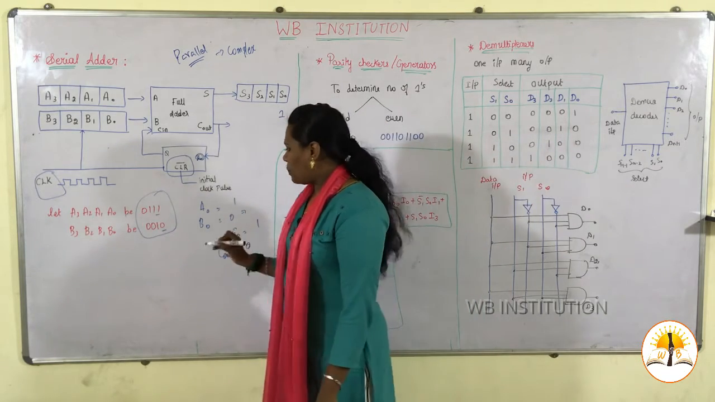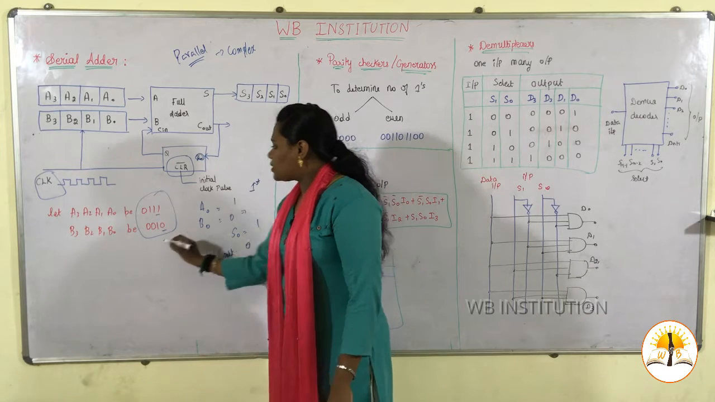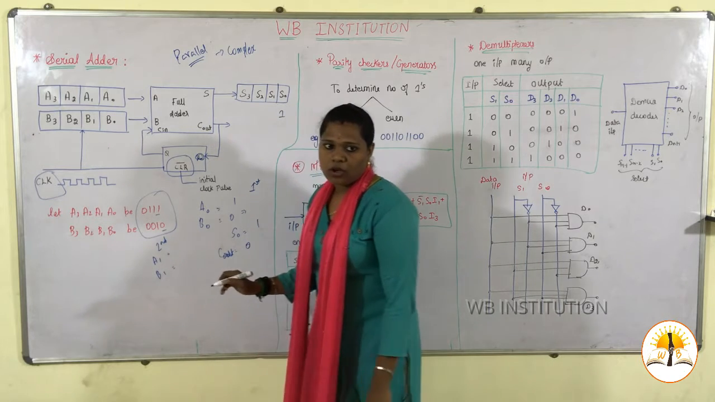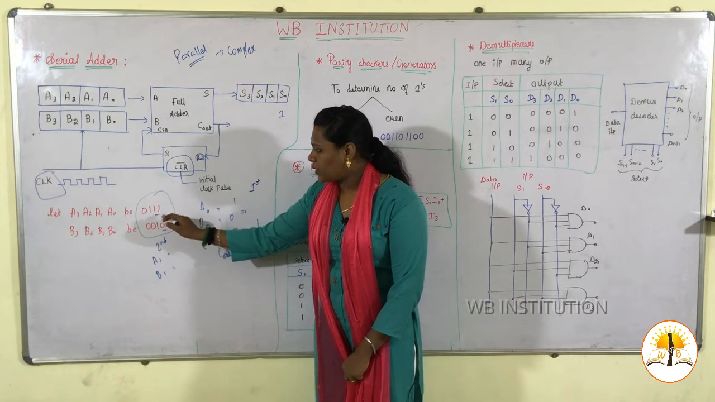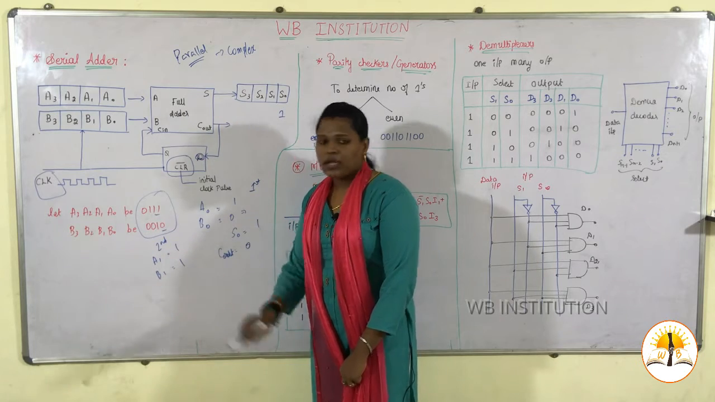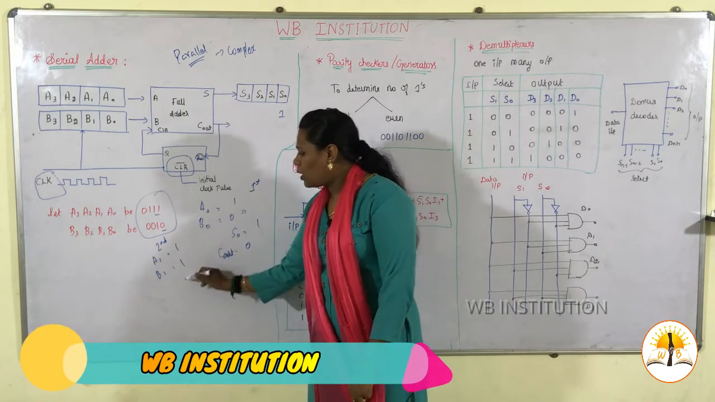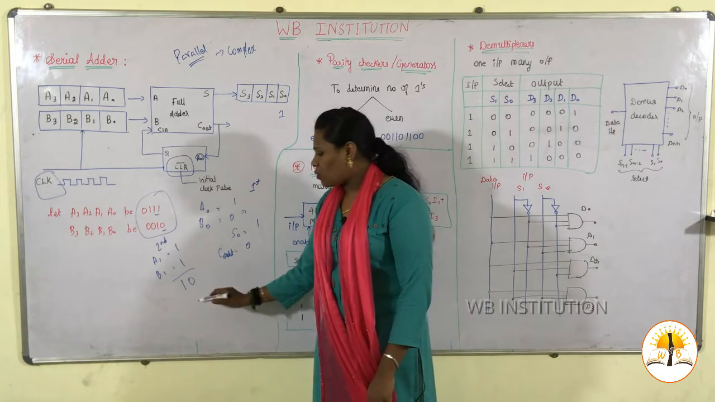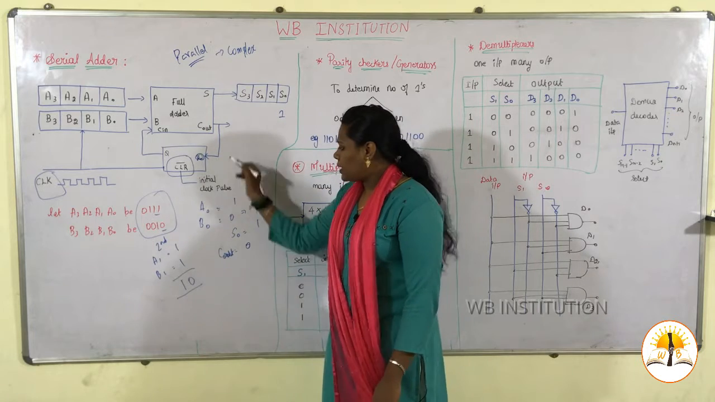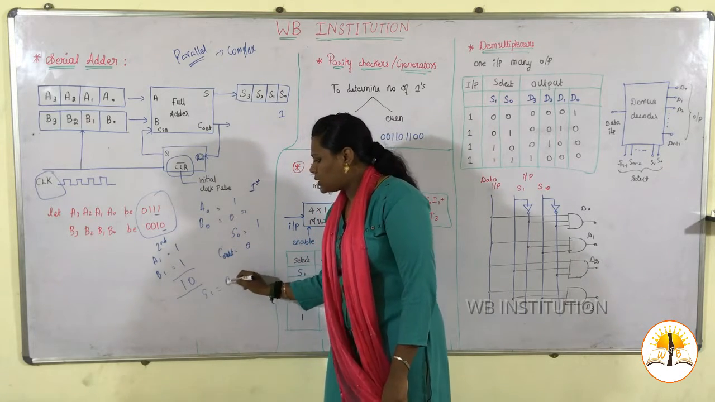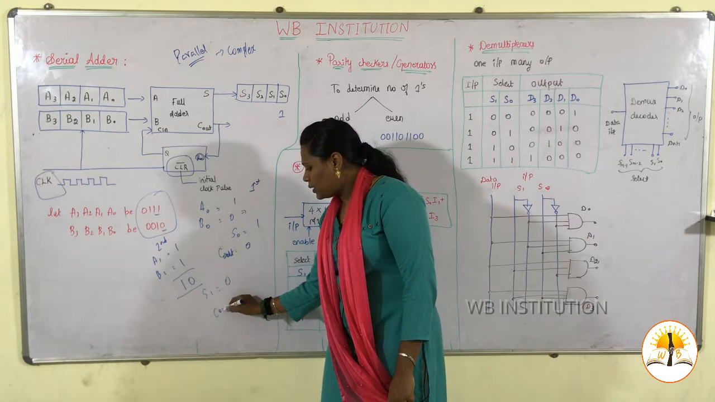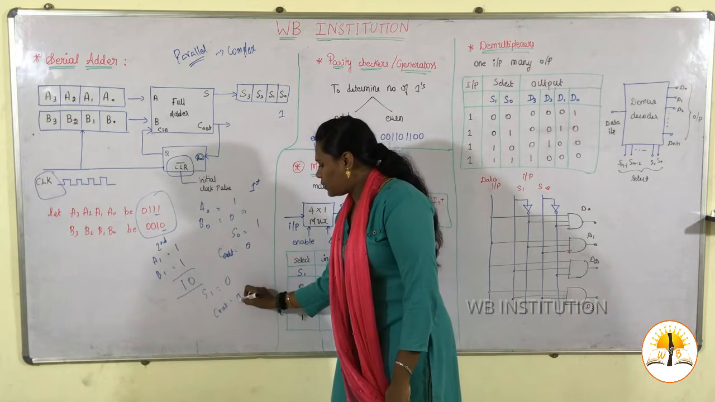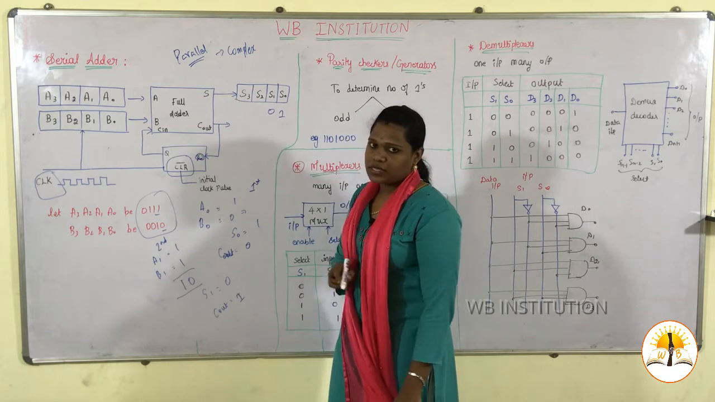Then coming to the second clock pulse, I am going to take A1 and B1. A1 is 1, B1 is 1, and I am going to add these. The addition of 1 plus 1 gives you 10, as I said earlier. So what is the sum here? The sum is S1, which is 0, and in the second clock pulse you will get a carry out of 1. So S1 will be 0.